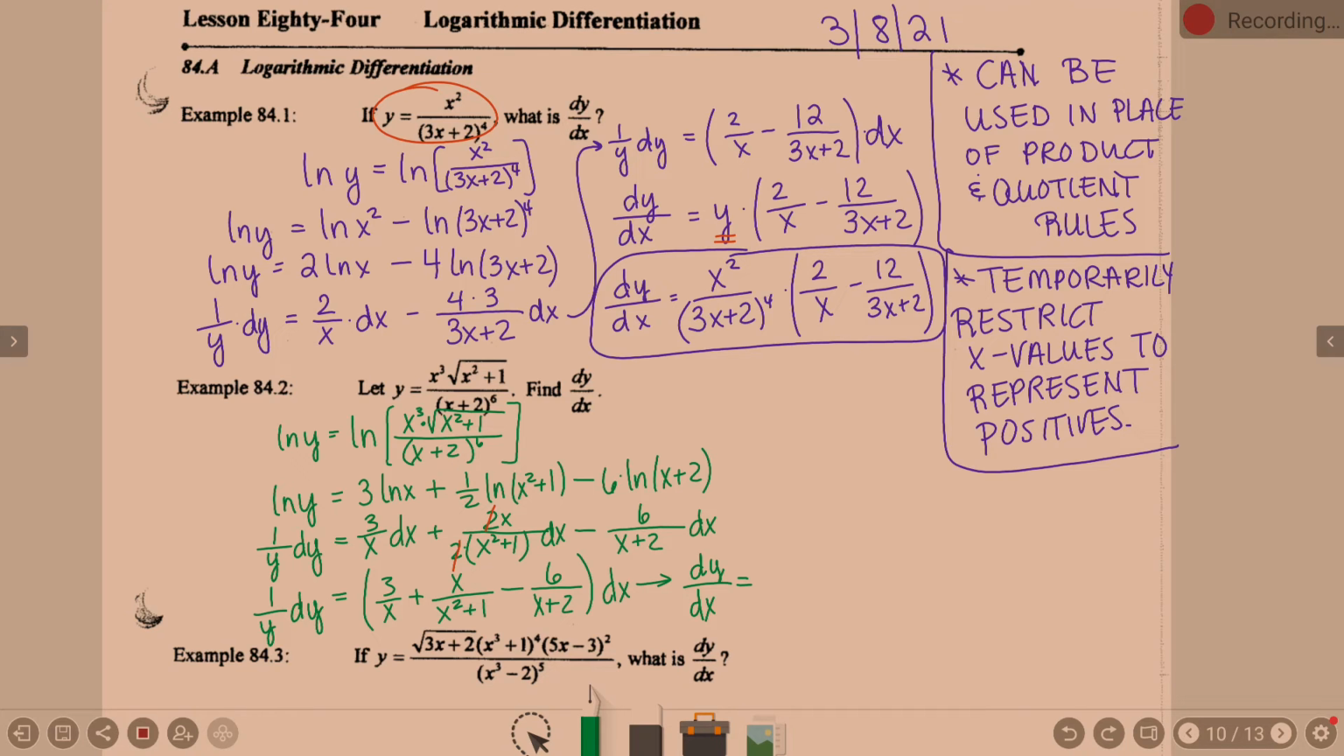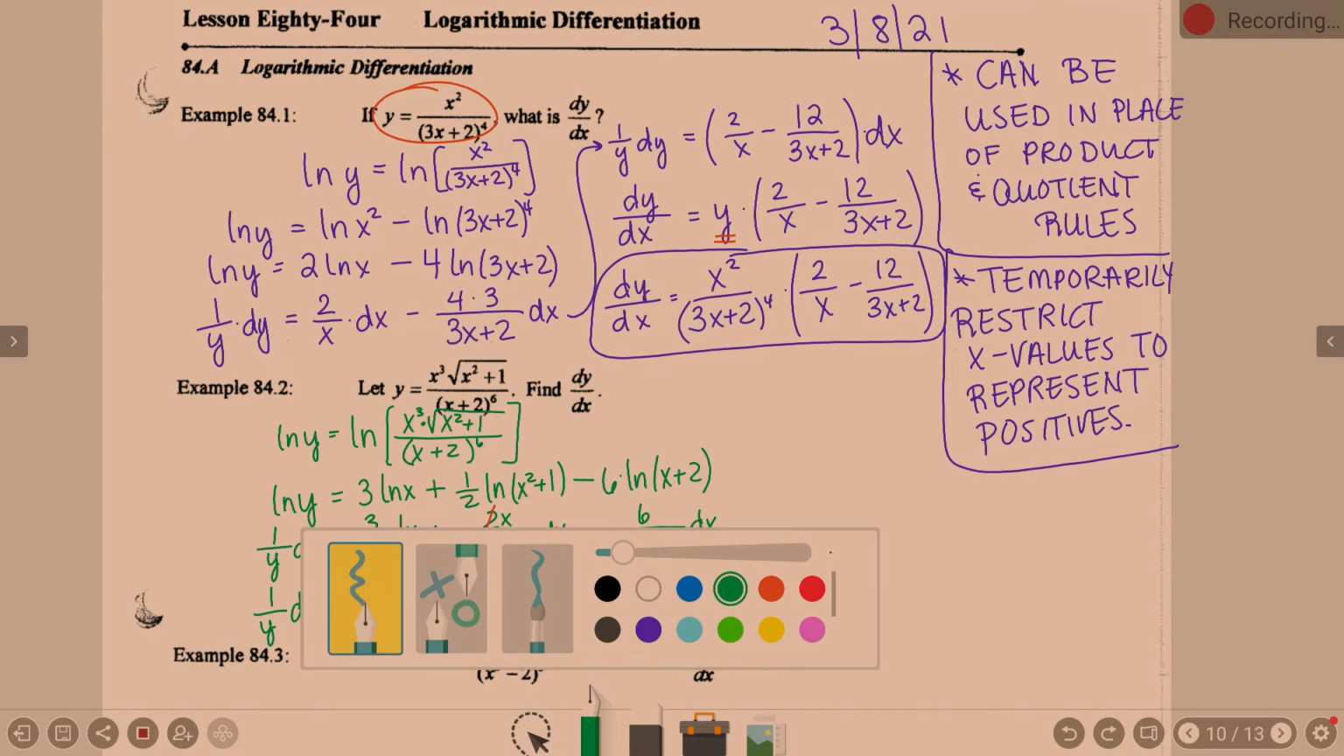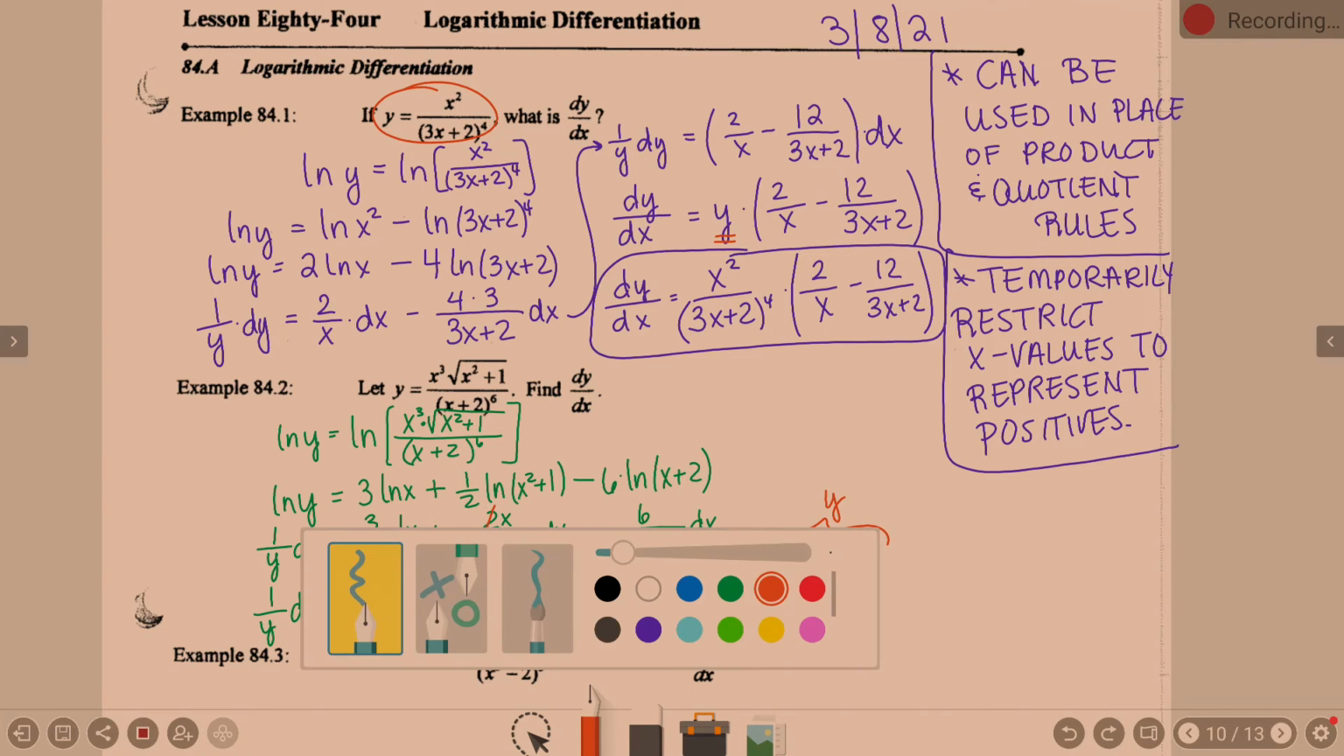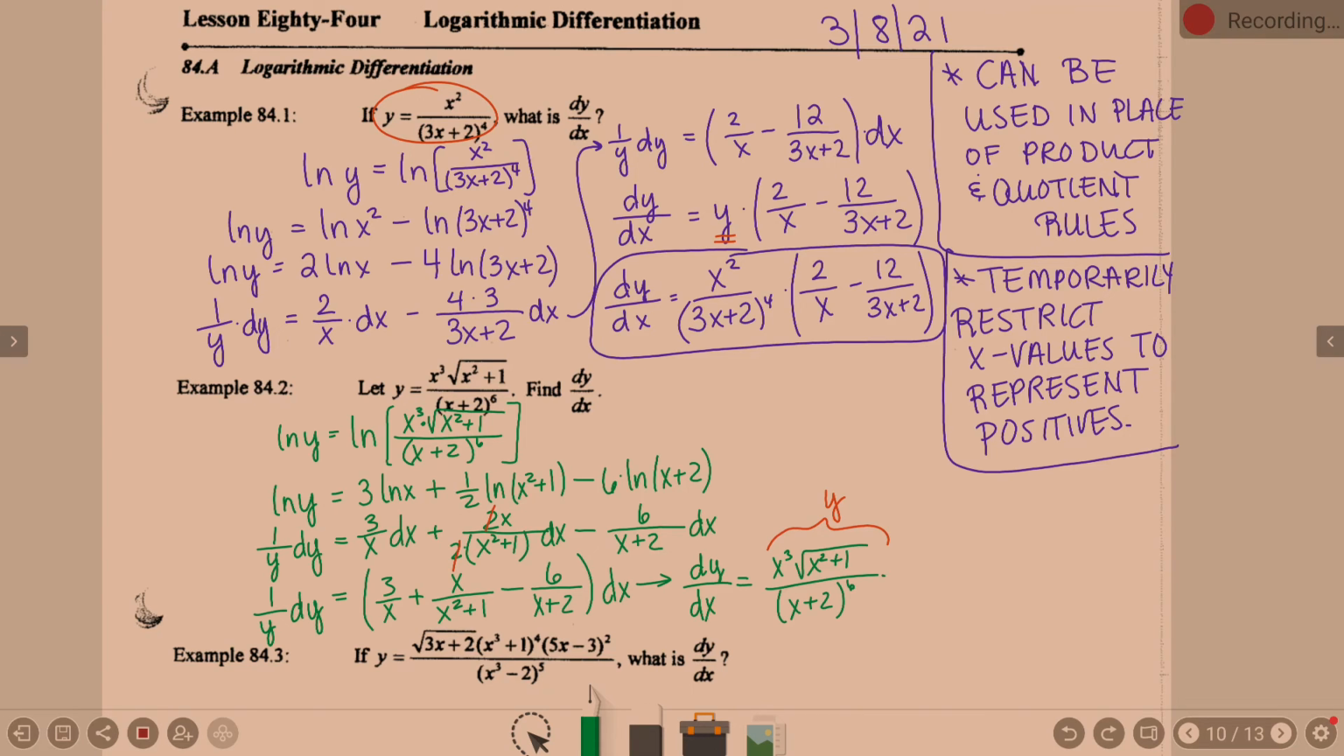Well, y is x cubed square root of x squared plus 1 over x plus 2 to the 6th. That is y. And then it's times everything we had in parentheses: 3 over x plus x over x squared plus 1 minus 6 over x plus 2.